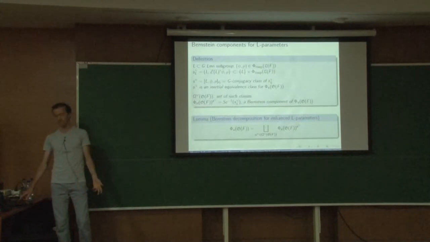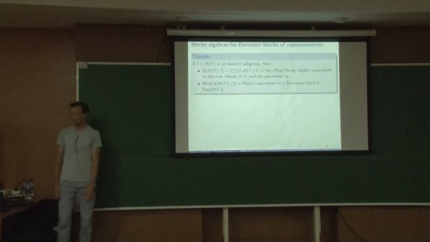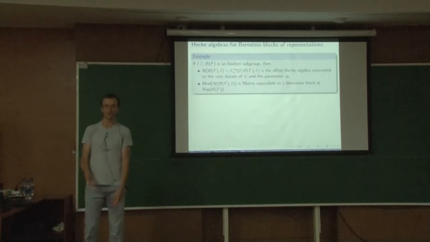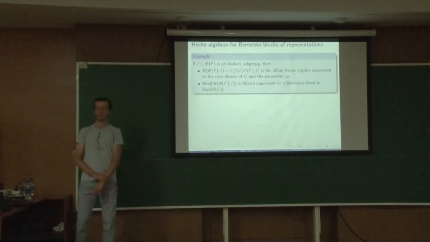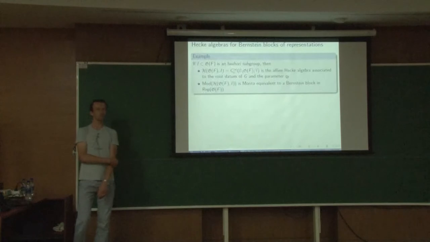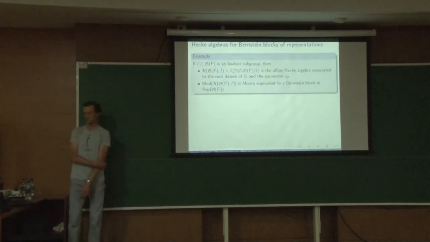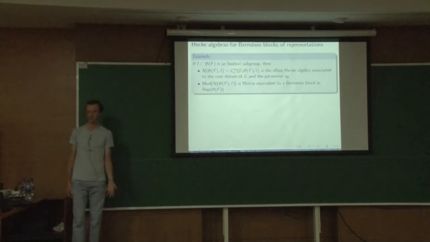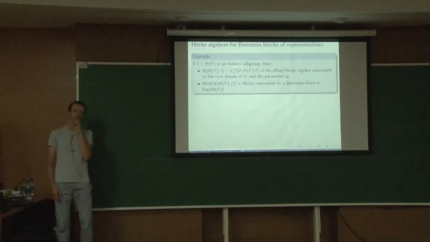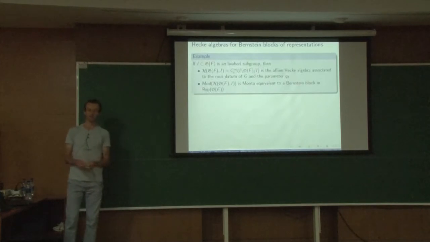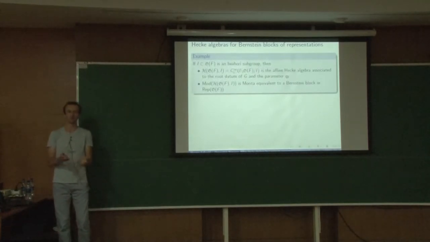So to such a Bernstein component of Langlands parameters, I want to associate a Hecke algebra in such a way that it generalizes known examples. In particular, it should generalize the case of an Iwahori Hecke algebra. This is probably known to everybody: if you take a reductive p-adic group and the Iwahori subgroup, you can look at the algebra of functions on your group which are bi-invariant under this Iwahori subgroup, and this gives you an affine Hecke algebra. The module category of this affine Hecke algebra is equivalent to a certain block of the category of smooth representations, and this determines a Bernstein component there.